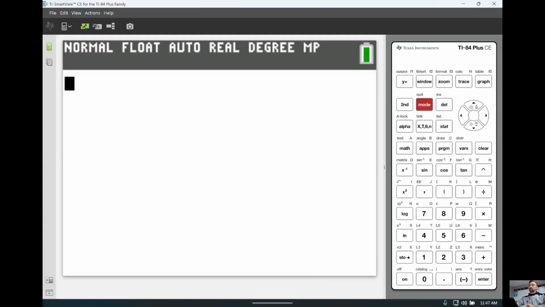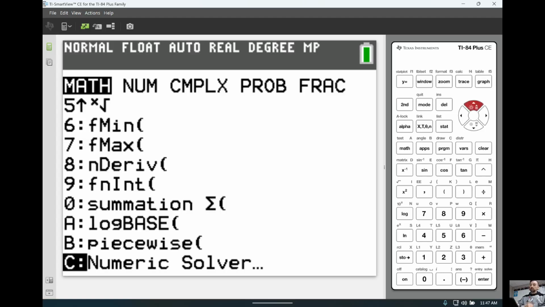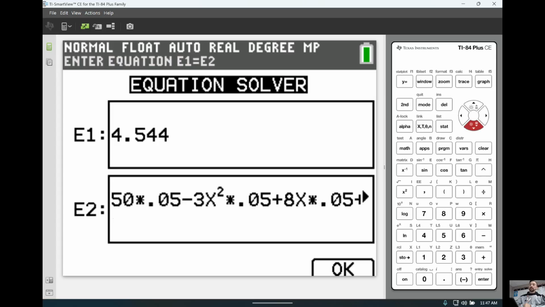Okay, so if you want to pull up math and go to the bottom, it either says equation or numeric solver. You hit enter. You put one side of your equation in for E1, you type in the other side of the equation for E2. I just did this second period, that's why it's already in there. Now again, you have to practice this sometime to be able to do it because it's not super intuitive.